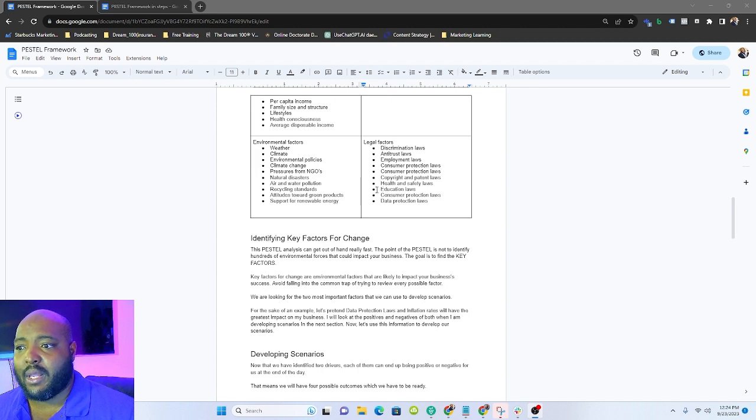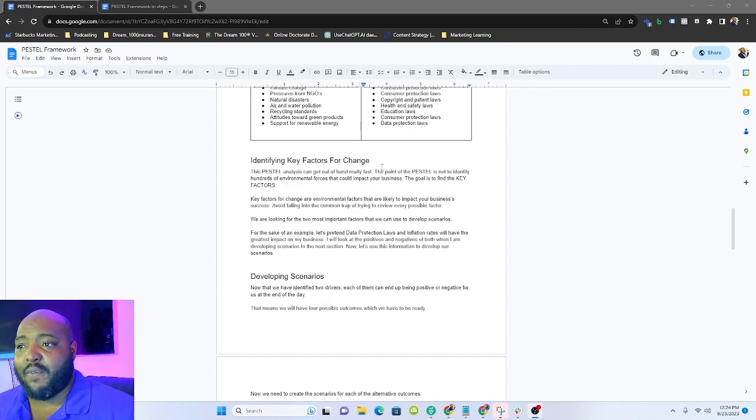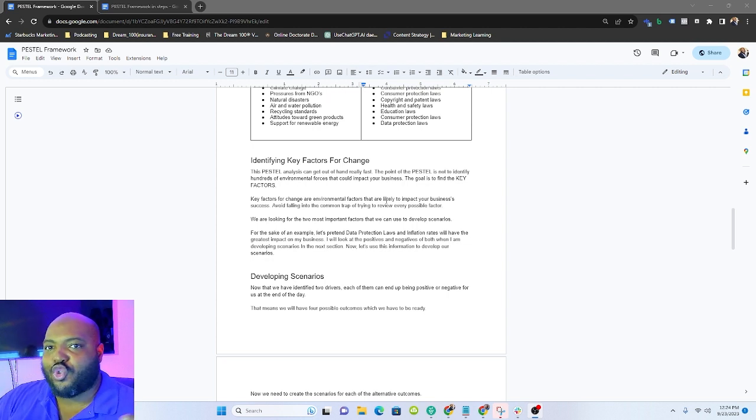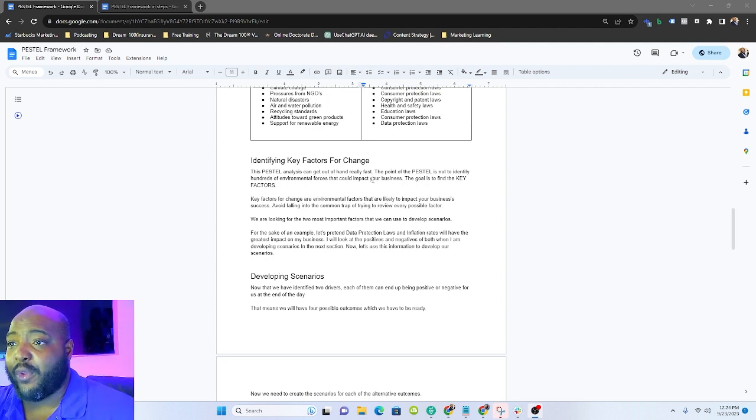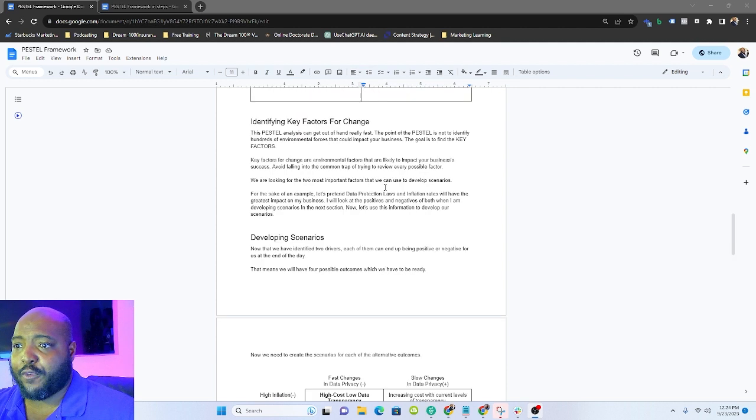I'm trying to be careful with language here. Now that we have those 6 to 12 factors, we're going to identify 2 key factors from the collection. Those 2 are the most important factors that we think impact our business the most drastically. So now that we have those 2, we're going to pull those out. For this example, I'm going to use data protection laws and inflation rates. I believe those are going to be 2 of the factors that will have the most impact on my business.